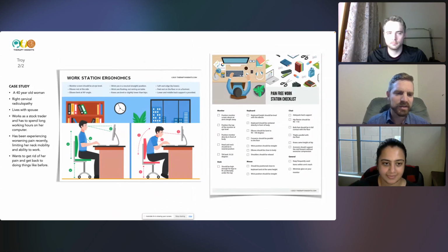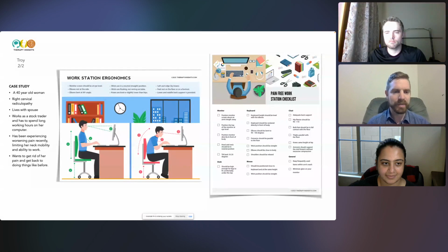There are two good ergonomics ones here. This is the workstation checklist, a nice handout for someone that's working at a desk space. If they feel like their pain is a result to some degree of their workspace ergonomics, this is a nice way that doesn't necessarily require a PT to come into the workplace to set it up.